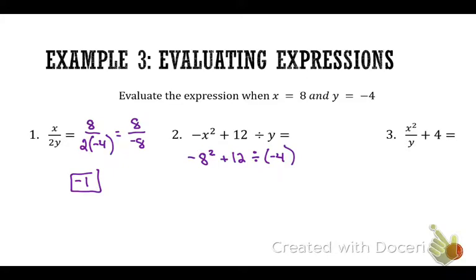Okay, so negative 8 squared, guys, it's not in parentheses, so that means that I do 8 squared to make 64. 8 times 8 is 64, and it will be negative. It will be negative. All right, so now I'm going to do this division next. I don't add next. I have to follow my order of operations. So what is 12 divided by negative 4?